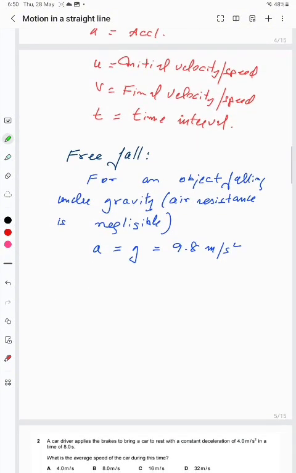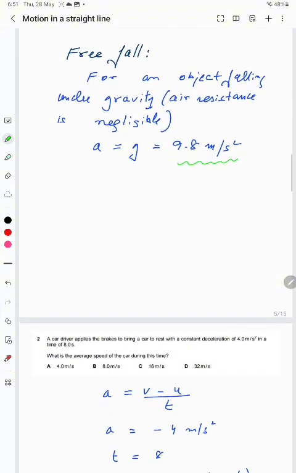Free fall. When an object is falling under the action of gravity or gravitational pull of the earth in such a way that air resistance is negligible, then the acceleration is 9.8 meter per second square, and this value is fixed.